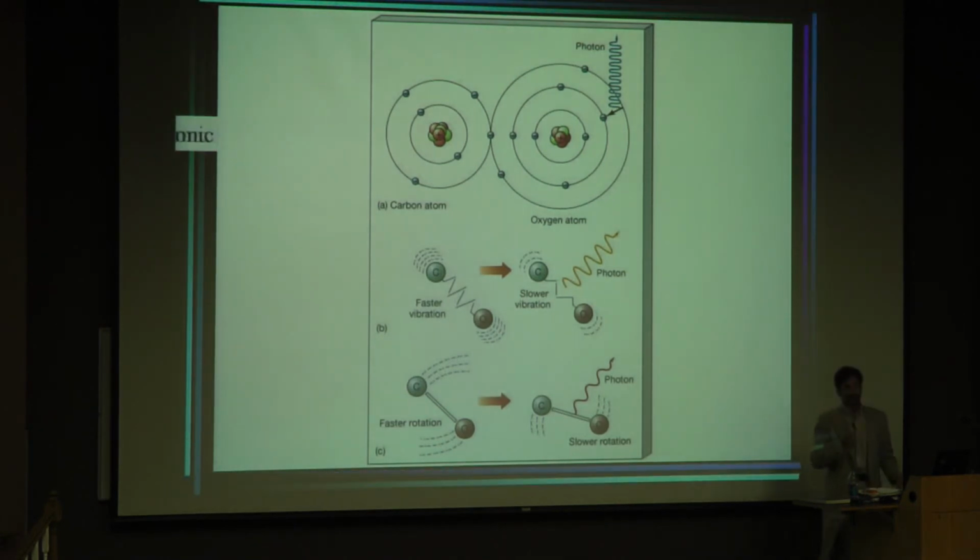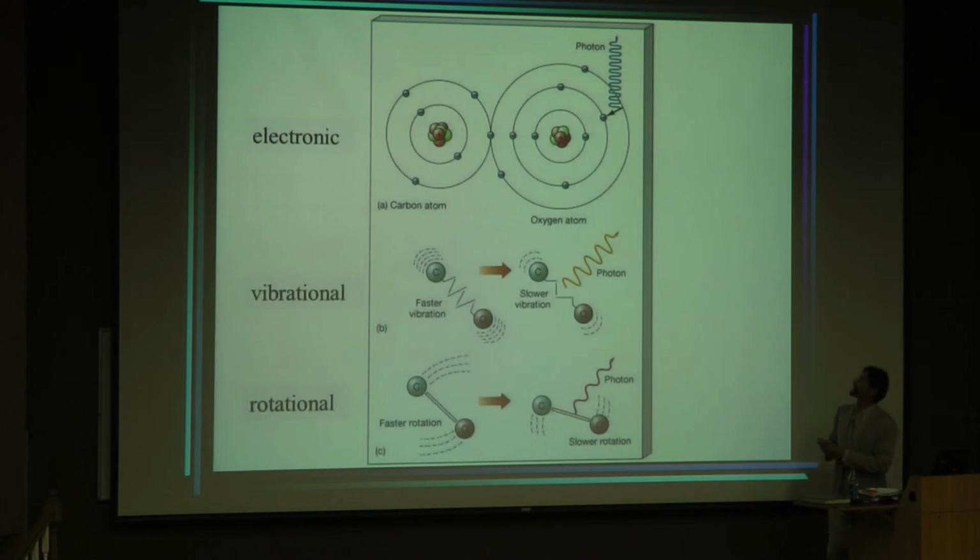All right, this is just a panel from the book that goes through what I just said. We have the electronic type transitions on the top. This is carbon monoxide. The electronic transitions on the top are going to tend to emit and absorb visible light. We have vibrational transitions here, which would result in infrared radiation, and rotational modes are going to result in radio radiation.